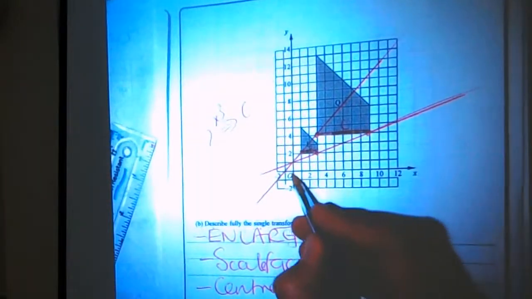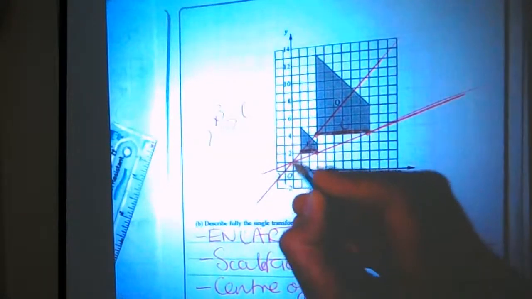The center of enlargement is going to be 0 and then 1. That's lovely. That's my center because where the lines are crossed, that's the center. Excellent. Well done there, Ramiz.